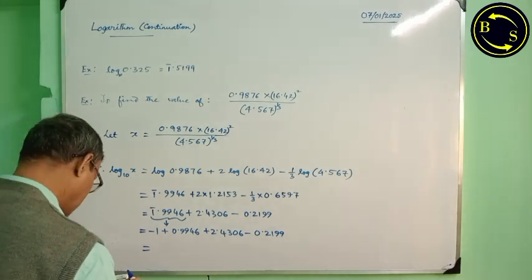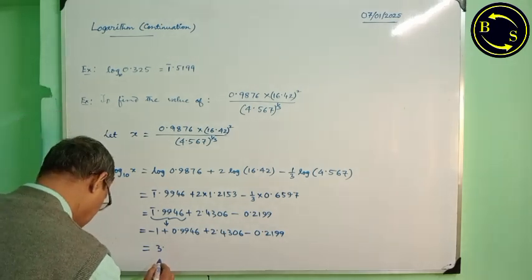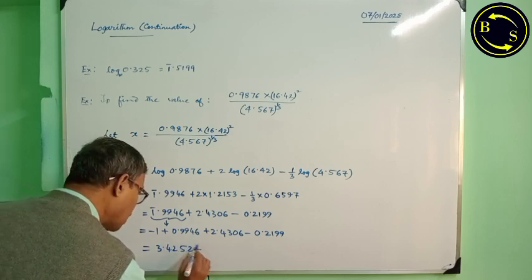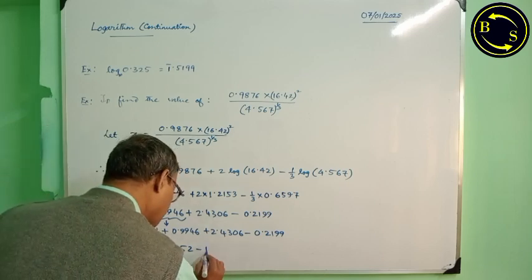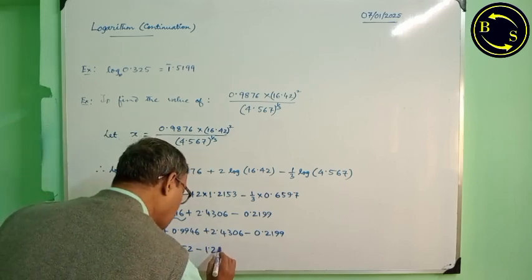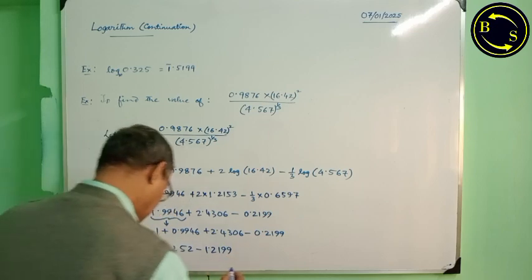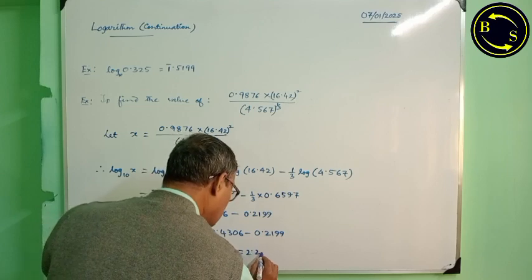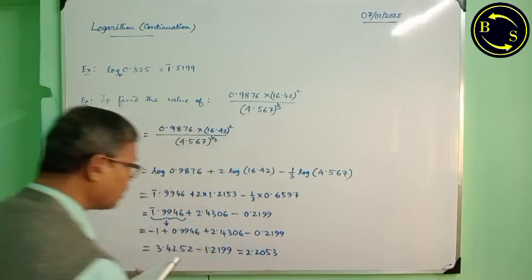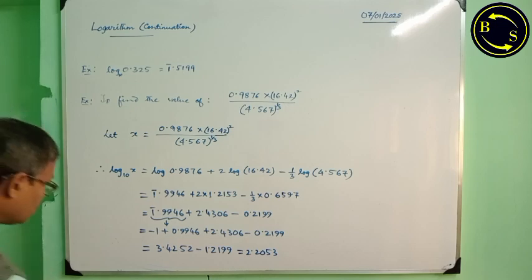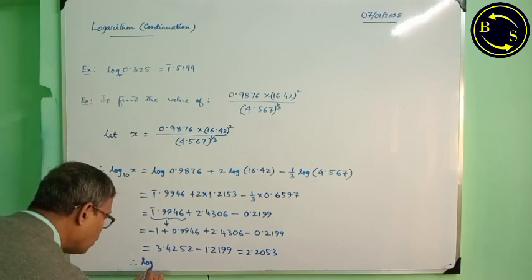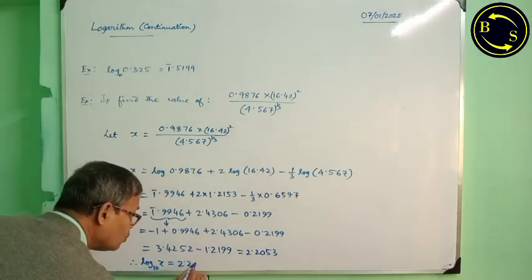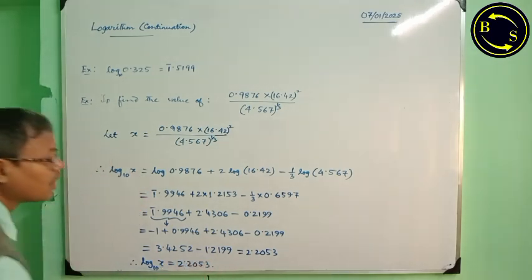Finally we get 3.4252 minus 1.2199, that is equal to 2.2053. Thus log of x to the base 10 is equal to 2.2053.